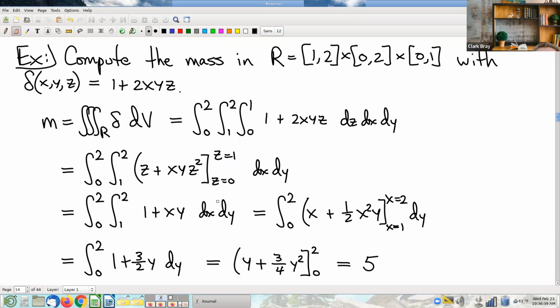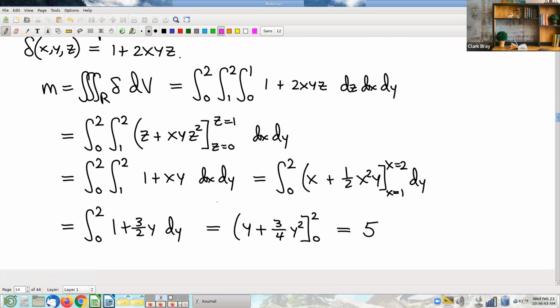Okay. Everything else is single variable calculus. So make sure you can do all your single variable calculus stuff like we talked about before. What do you think? Everybody good?